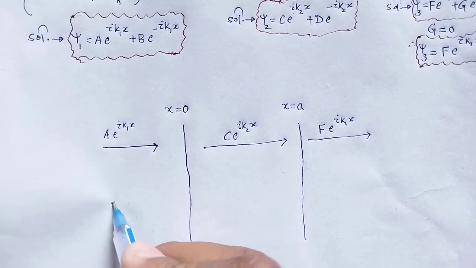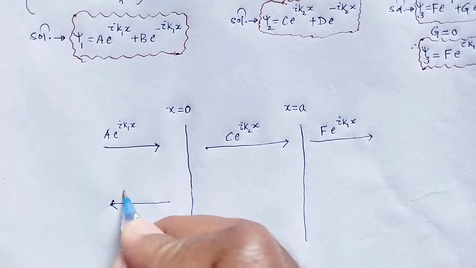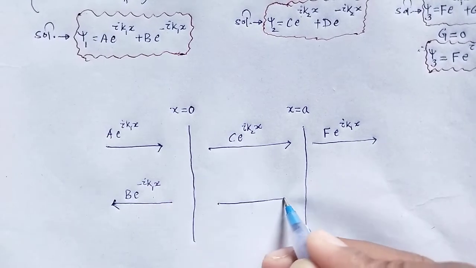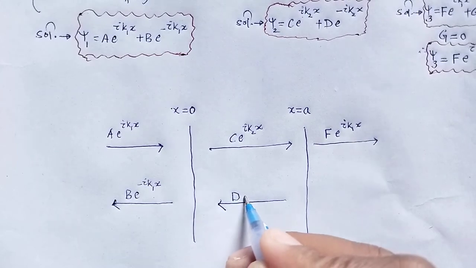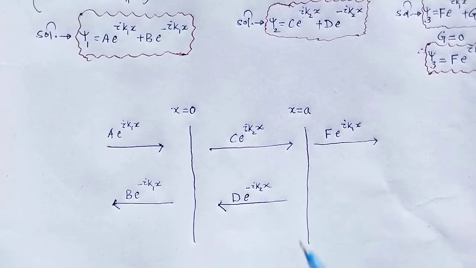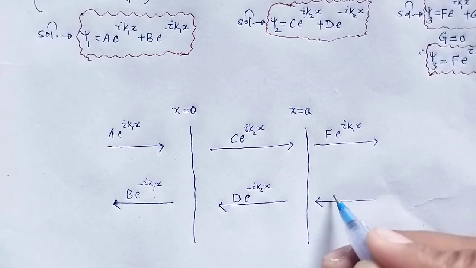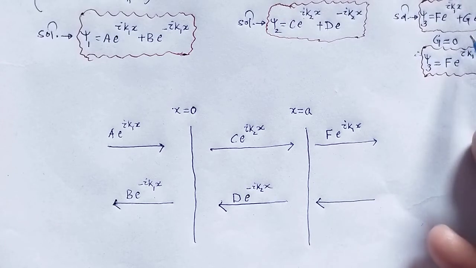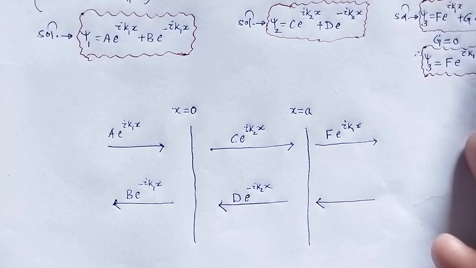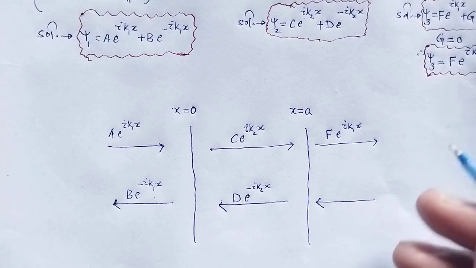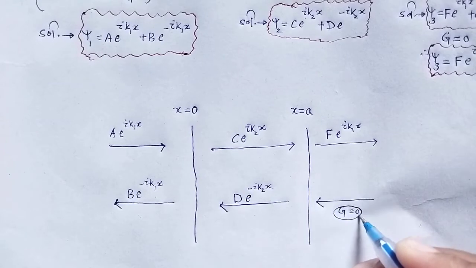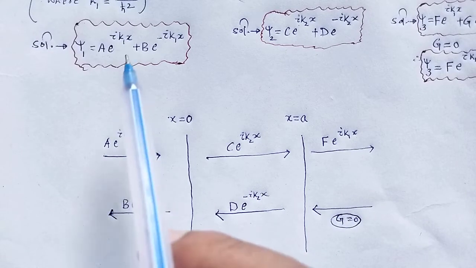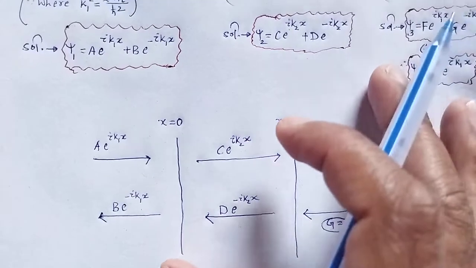That of reflection wave, it will be b e to the power minus i k1x. Inside that region, d e to the power minus i k2x. Here, h is equal to 0, that term is equal to 0. That is, g e to the power i k1x term will be 0 here, g is equal to 0 here. Let us evaluate these amplitudes as a, b, c, d and f.